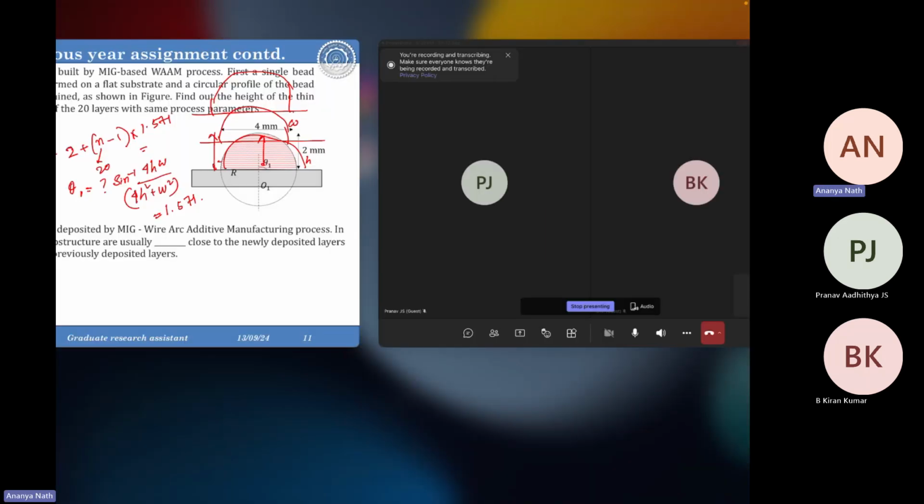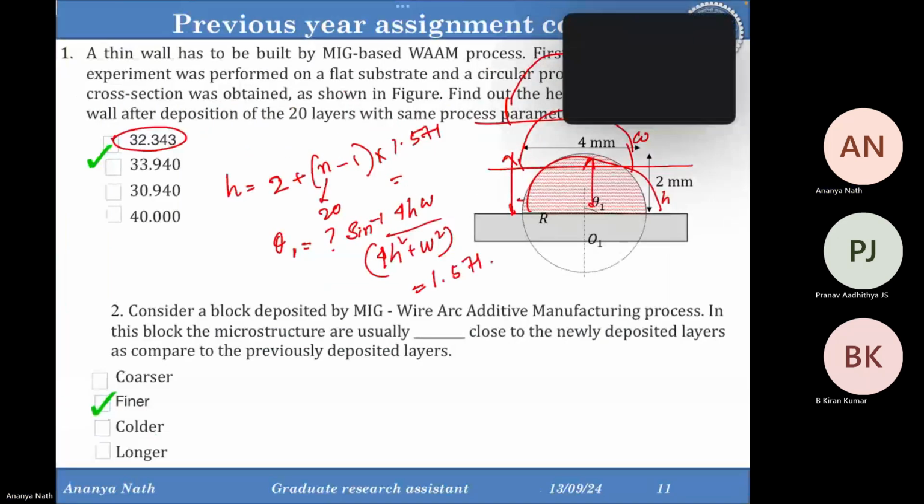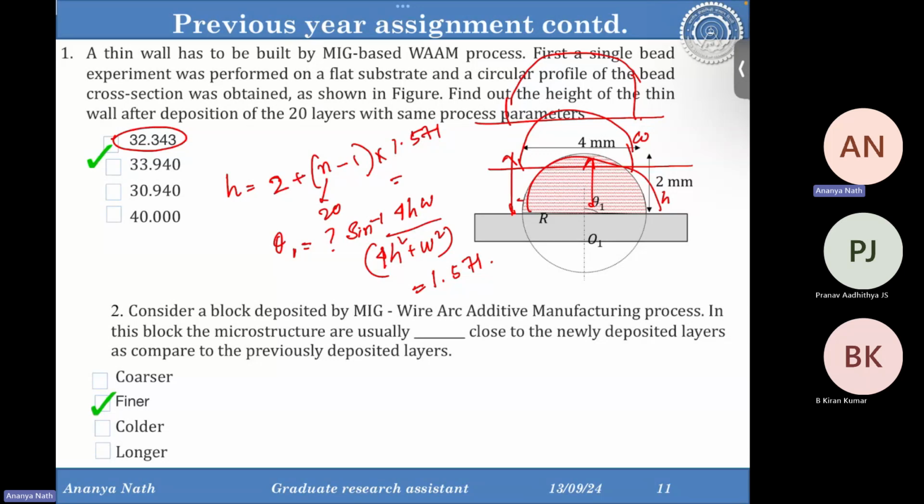What should be the probable cause according to you, as you have said thinner?